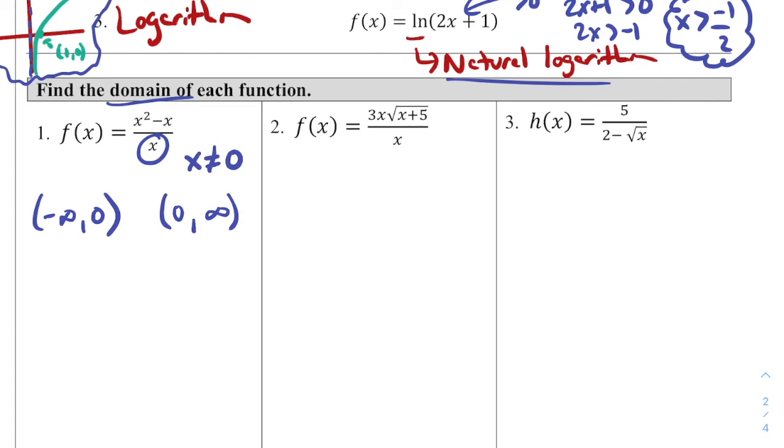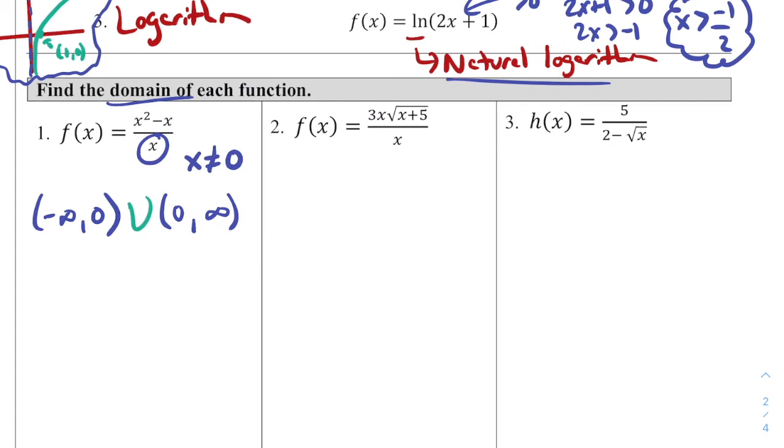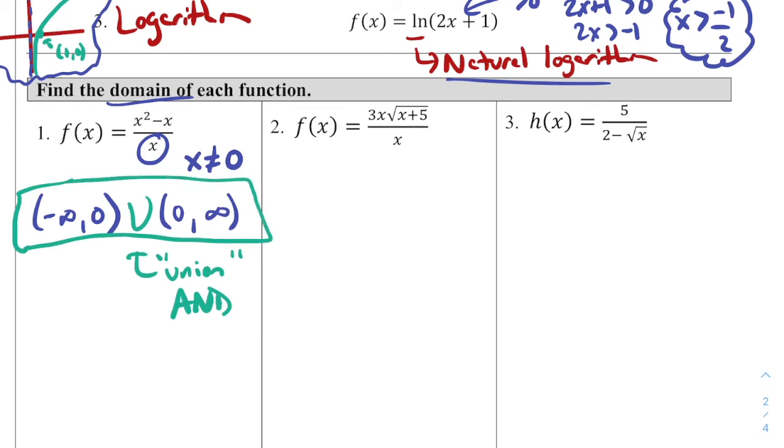And the way that we write both of these things together is we use this symbol, this U, between the two of those, which is what's referred to as a union. So the U between these two sets of interval notation is essentially math for "and." It's both of those. They're together. So it's negative infinity to 0 and 0 to infinity. And we use that union symbol in order to show that both of those would count.